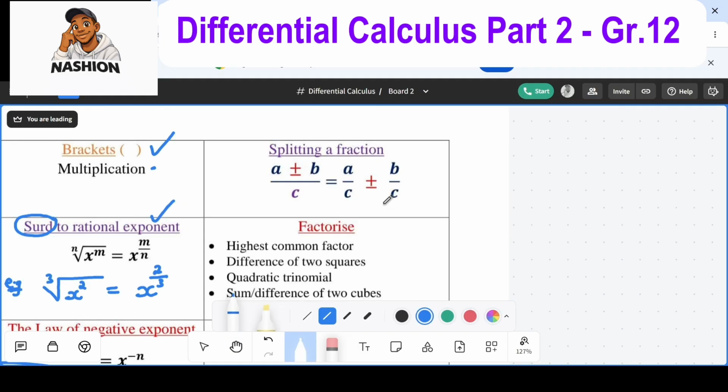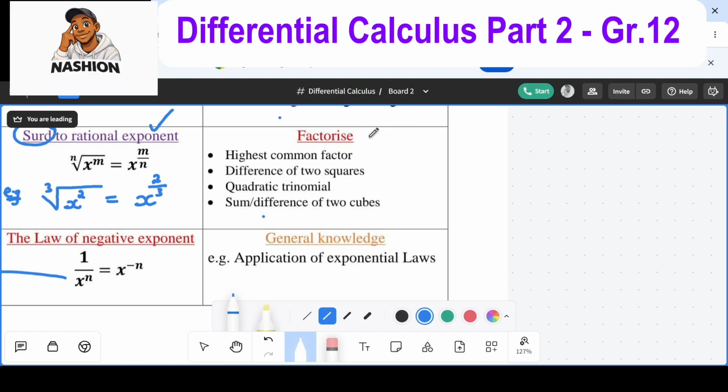In some cases, we are going to have to split a fraction where the numerator consists of 2 or more terms, all sharing the same denominator. C belongs to A, it also belongs to B. So we're going to split this fraction and write it as A over C plus or minus B over C. So in this video, we're going to be treating questions where we're going to be splitting a fraction as well.